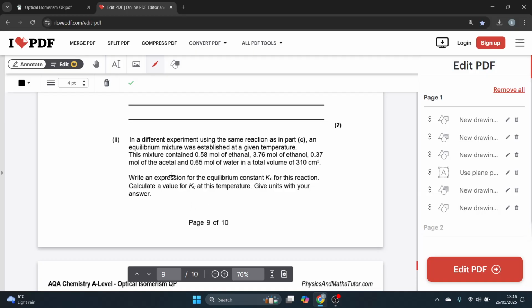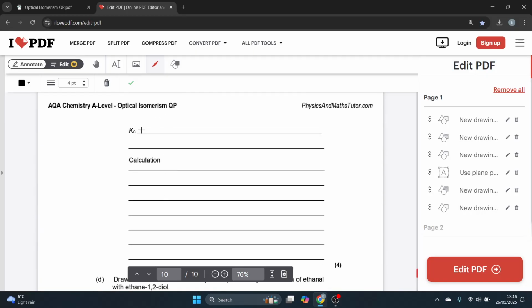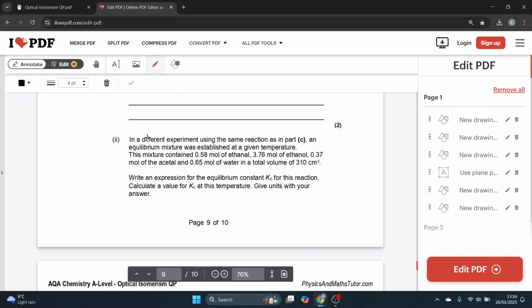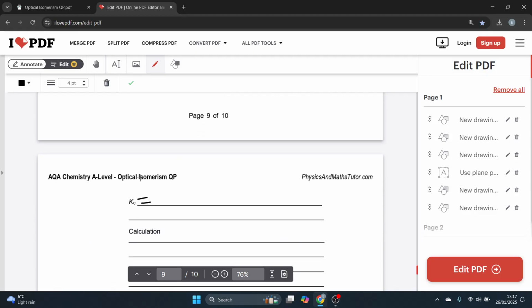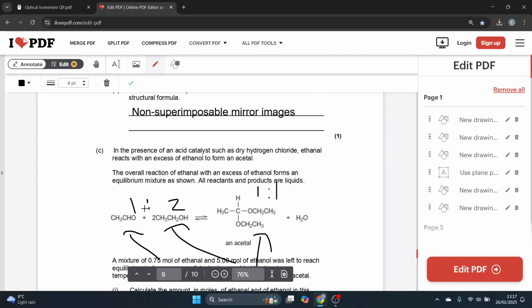So, write an expression for Kc. My products to the power of P over reactants to the power of R. So it's just going to be my acetal. I'm just going to write as acetal. Obviously, remember with Kc, it's square brackets. Acetal, H2O, divided by the reactants to the power of R.